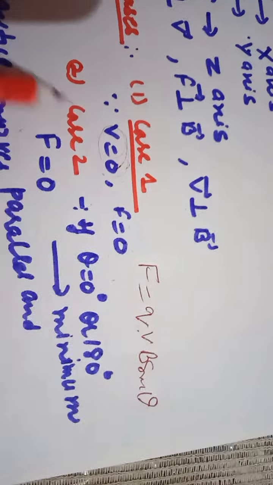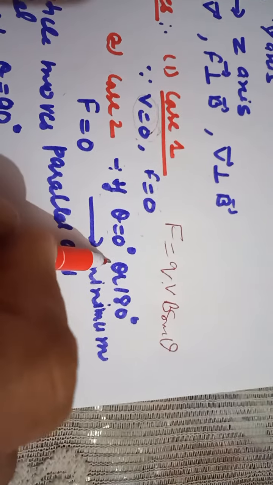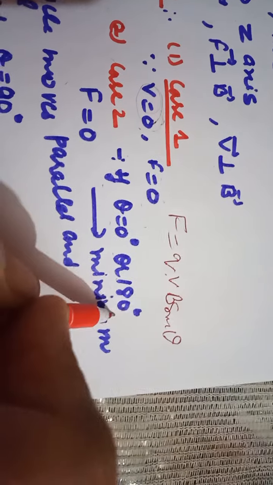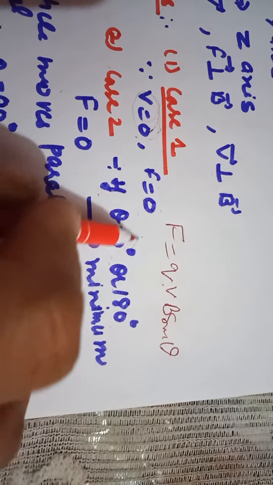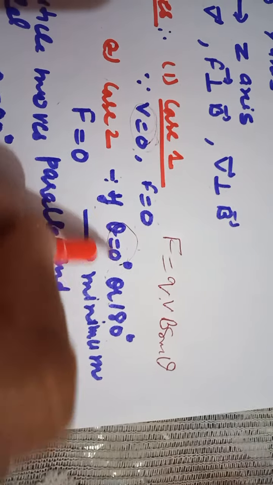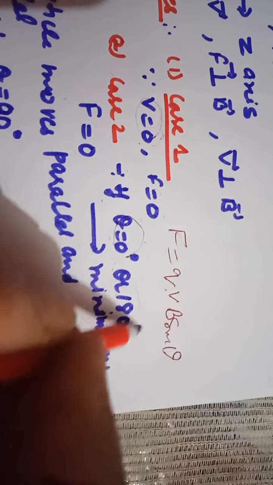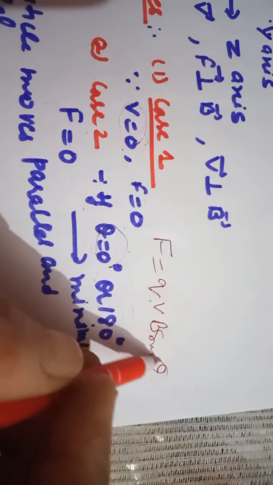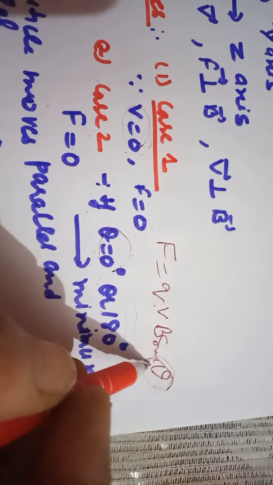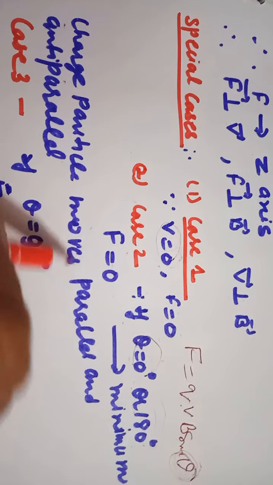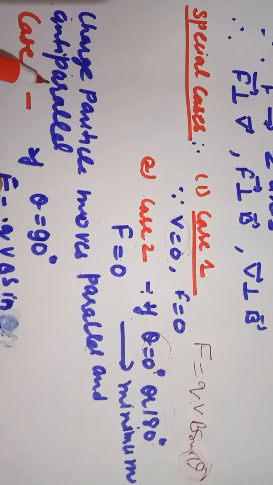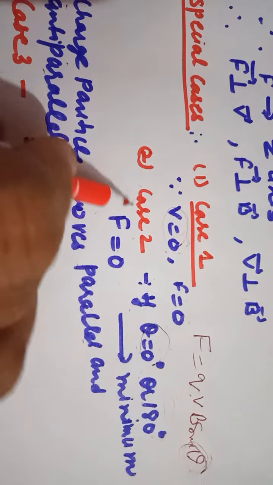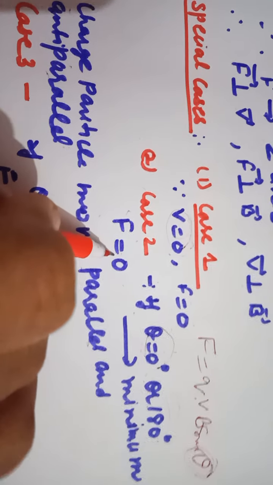Now case 2, if theta is equal to 0 or 180 degrees, meaning the charge particle is moving along the direction of the magnetic field, or just opposite to the direction of the magnetic field, then you will find F is equal to 0, because sin 0 is equal to 0 and sin 180 is equal to 0. So if the particle moves parallel or anti-parallel to the direction of the magnetic field, the force on the charge particle will be 0.